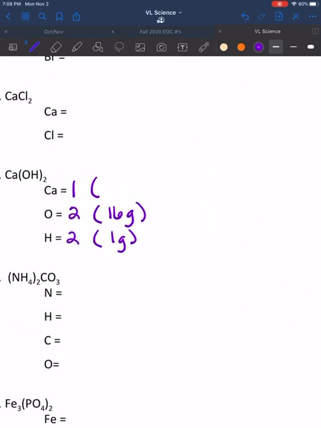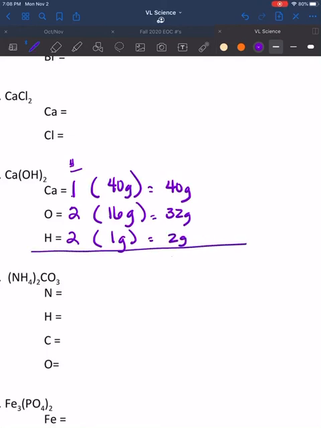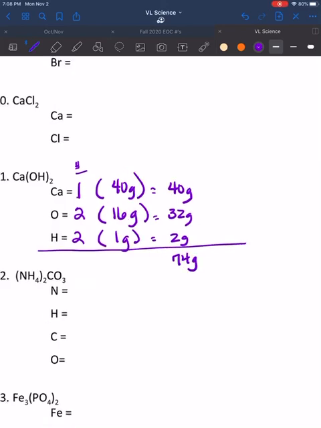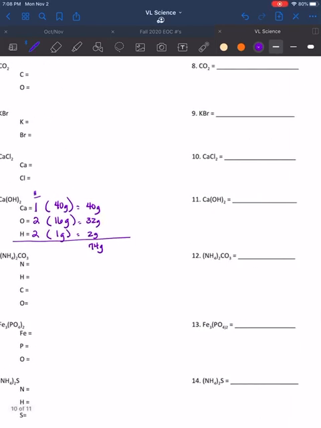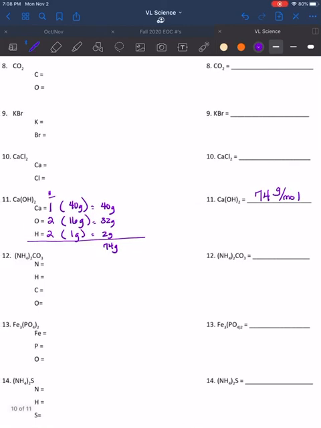All right, 40 grams. And now we have all our masses, and we've counted off the number of elements that we have. 1 times 40 grams, 2 times 16 equals 32 grams of oxygen and 2 grams of hydrogen. And then we simply add them together to get 74 grams. Or that the molar mass of Ca(OH)2, calcium hydroxide, is 74 grams per mole. And now it's your turn.